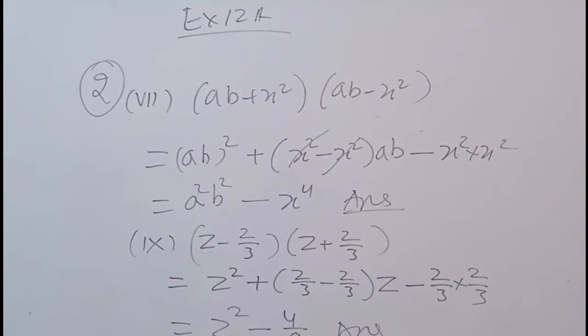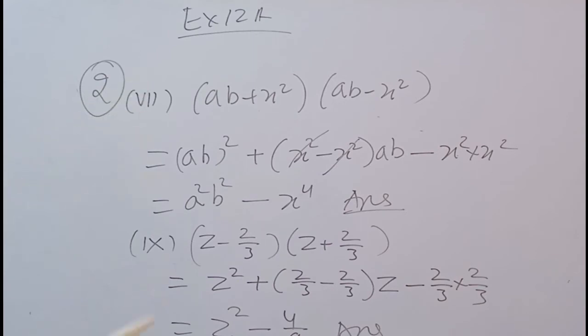Children, now I am taking question number 2, seventh part, that is (ab + x²)(ab − x²). Use the special product for solving this. So we have (ab)² + x² − x² × ab − x² × x². The x² terms cancel each other and become 0. So we get (ab)², that is a²b², minus x² × x², which gives x⁴. So a²b² − x⁴ is the product of (ab + x²)(ab − x²).